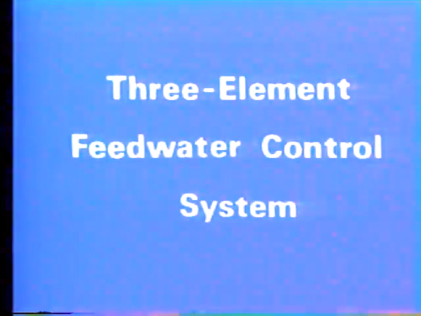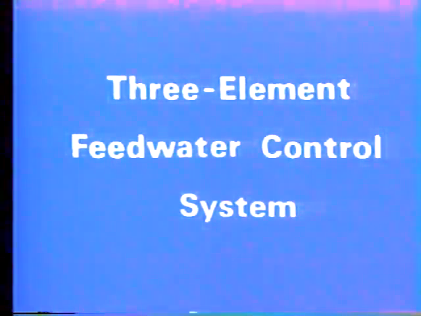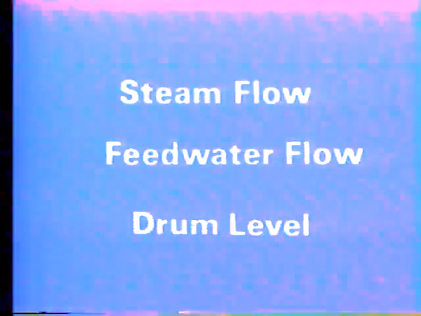To prevent these problems and satisfy the plant's demand for steam, steam flow out of the boiler and feed water flow into the drum must both be balanced with the drum level. A three-element feed water control system is a multi-element control system commonly used to achieve this balance. A three-element feed water control system monitors three variables. In our example, the three variables are steam flow, feed water flow, and drum level.